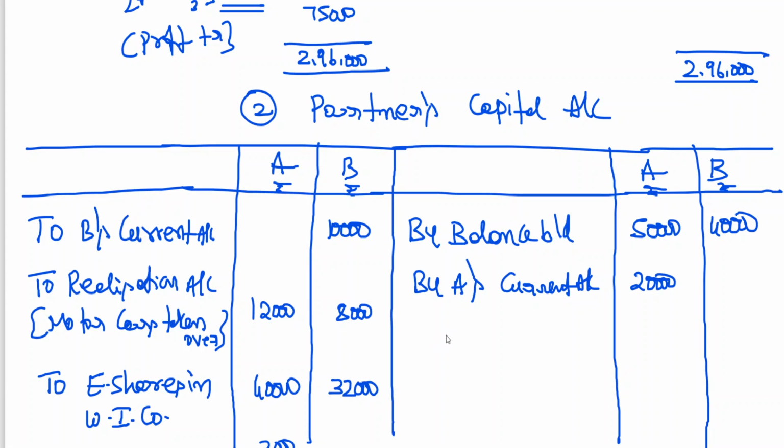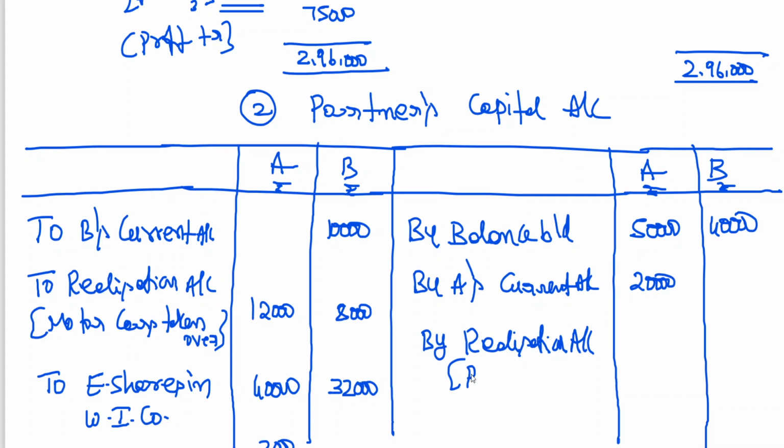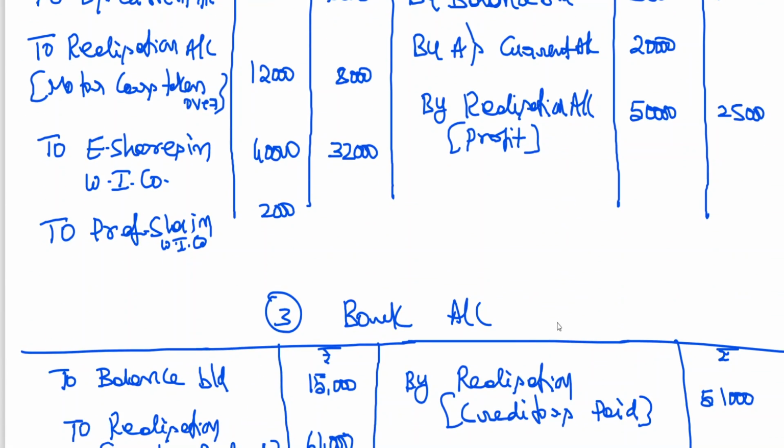So here let me write the relation profit entry. What is the entry for relation profit? Relation account debit to partners capital account. So here I am writing, by realization account profit 50,000, 25,000.